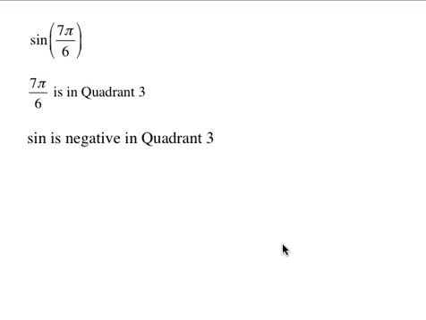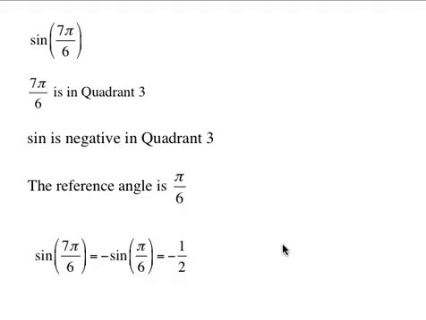Next we have sine of 7 pi over 6, which is in quadrant 3. If that's the case, we know sine is negative in quadrant 3. Reference angle, let's see, 7 pi over 6 is pi over 6 more than pi, so the reference angle is pi over 6. So sine of 7 pi over 6 is negative, since it's in quadrant 3, sine of the reference angle. Negative sine of pi over 6. Sine of pi over 6 is a half, so the answer is negative 1/2.